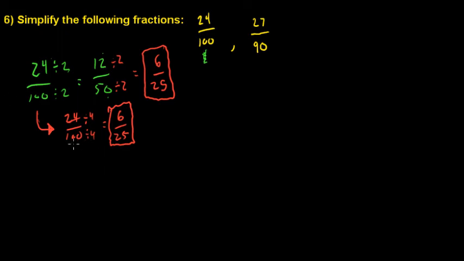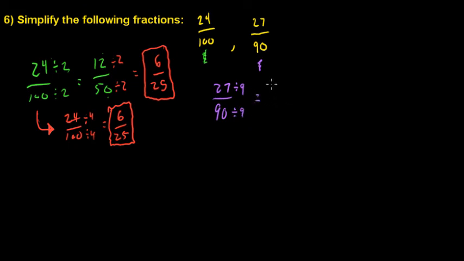Let's find the simplest terms for this one right here now. 27 over 90. Let me show you a quick trick. You add these two digits together, 2 plus 7 equals 9. That's divisible by 9. 9 plus 0 in the denominator is also divisible by 9. So I can factor out a 9 from the numerator and the denominator. They have a common factor of 9.